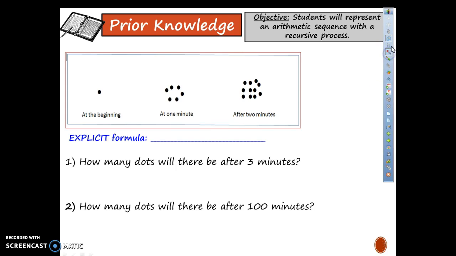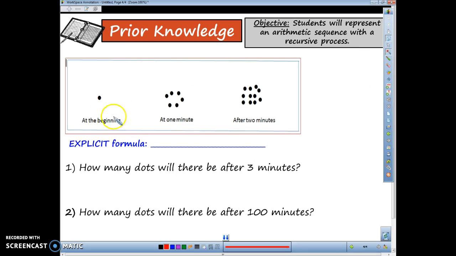For prior knowledge, I'm going to bring back in a growing dots problem. Here at the beginning we have one dot. After 1 minute, we have 6 dots. After 2 minutes, we have 11 dots. And last week we talked about arithmetic sequences where we add or subtract numbers. And here you can see that the dots are growing by 5 dots for every minute.